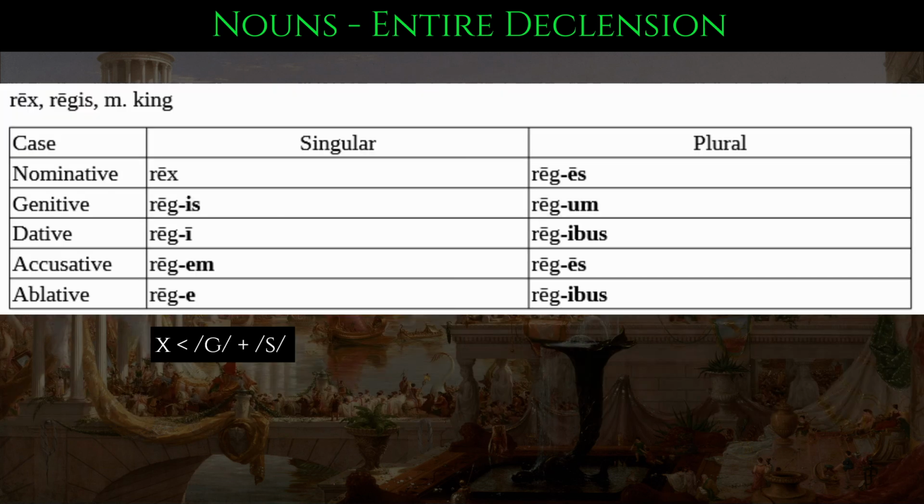Next, the masculinum. Here you can see the nominative and the genitive are a little bit more different. That is because here we have the g plus s as the ending, and that becomes naturally x. And that's all to it. So, rex, regis, regi, regem, rege. Plural, reges, regum, regibus, reges, regibus.